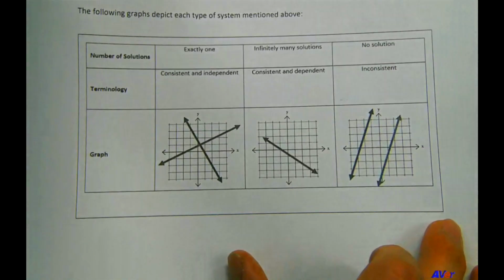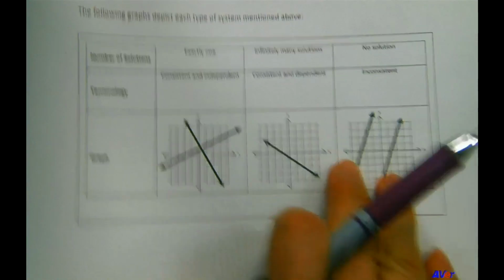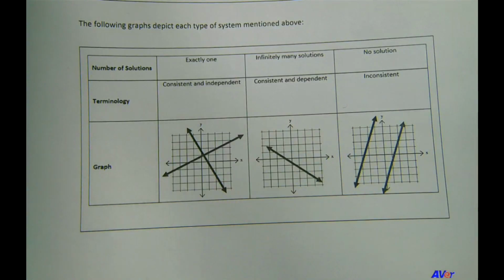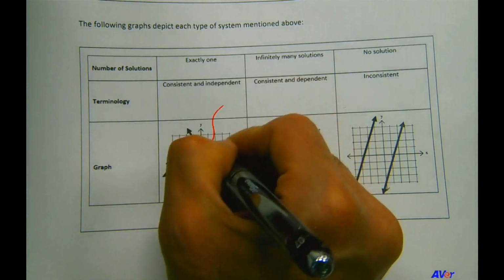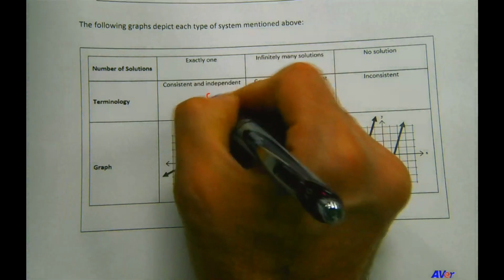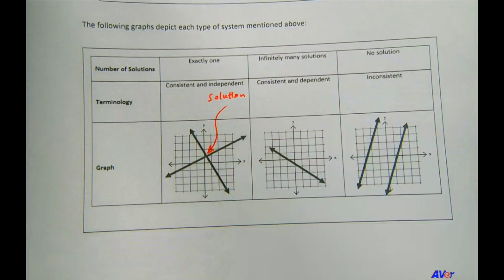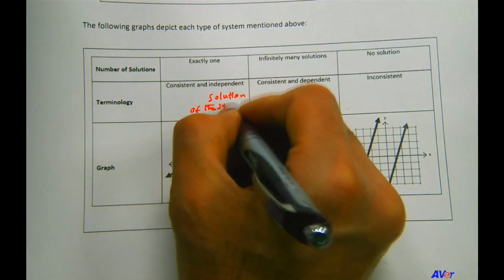And here are graphical examples of each of those cases. In this case, you have exactly one solution. Those two lines intersect at that point. And that intersection point is called the solution of the system.